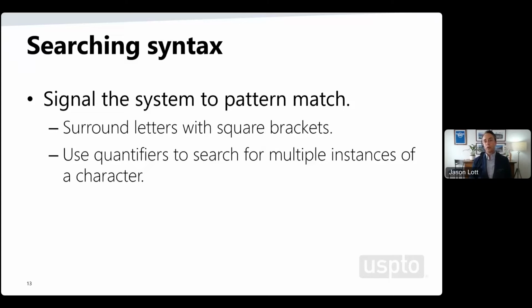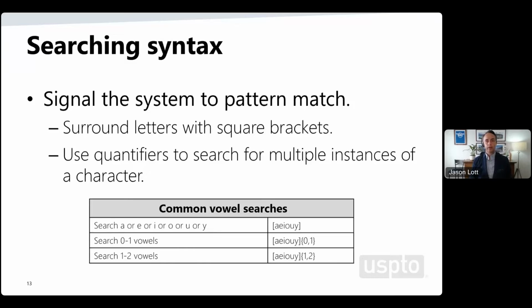Now, the cool thing is you can also use quantifiers to say that you want more than one. You might want 2, you might want 3, you might want 4, you might want 0, who knows? So you can use these quantifiers to plus up the thing that you're going to be searching. If you take a look at the first row there in terms of your common vowel searches, that's the one we've already talked about.